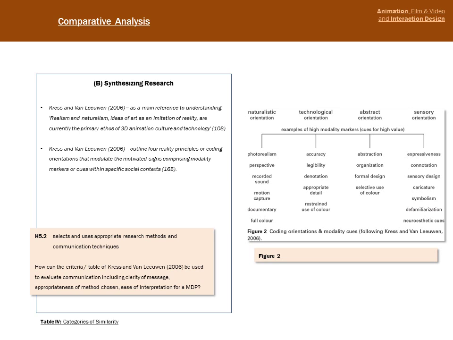We can have a look at zooming in on Kress and Van Leeuwen's communications theory, which is looking at realism and naturalism, ideas of art as an imitation of reality, to carry the primary ethos of 3D animation culture and technology, and how that has been brought up in a diagram, or figure 2, in which we can see a clear classificatory system of understanding the coding orientations and modality cues, which give a sense of realism through to expressiveness.